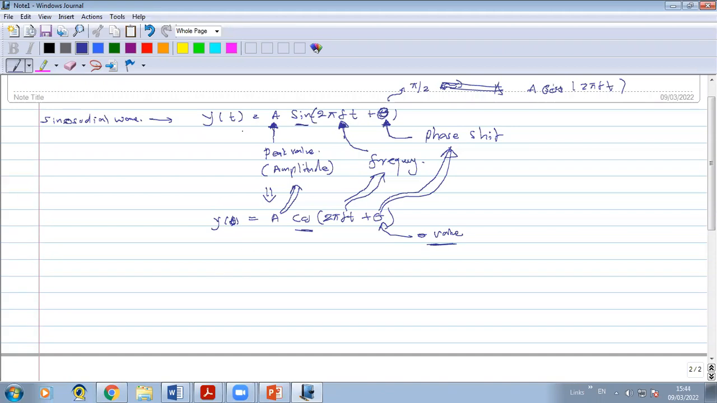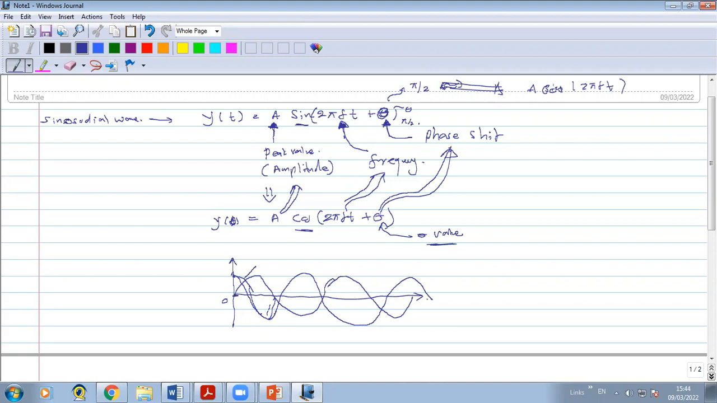Okay, so if you draw this signal, we will get a signal like this. If this theta is 0, it is a pure sine. The sine wave is like this, starting from 0. If this theta is π/2, it starts here at 1, and it will go like this.